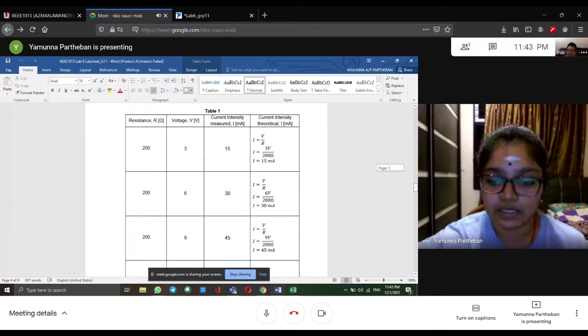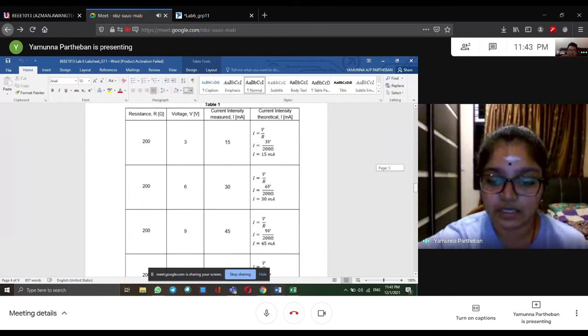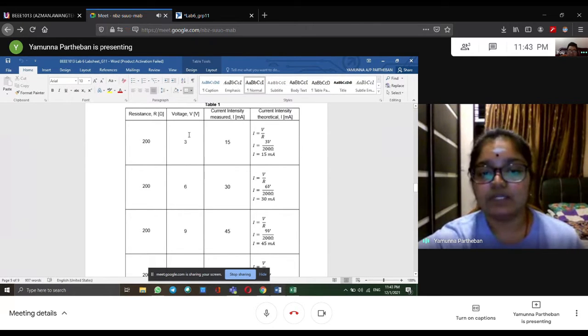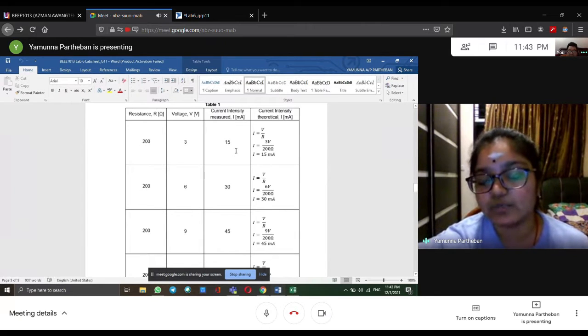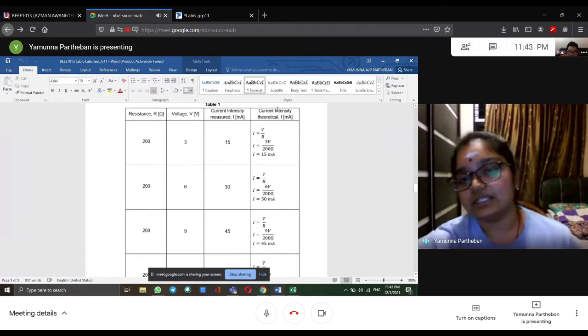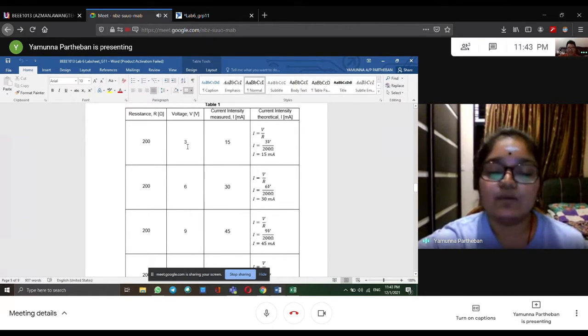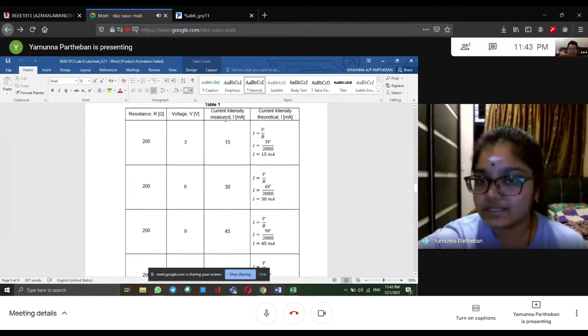So from table 1, the resistance is kept the same and the voltage increases, and this current intensity measured value we got from the circuit that we used in the simulation, and this current intensity theoretical we got using this formula. So according to Ohm's law, when the voltage increases, the current intensity measured value increases as well.